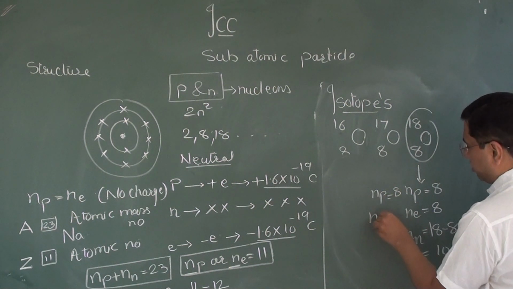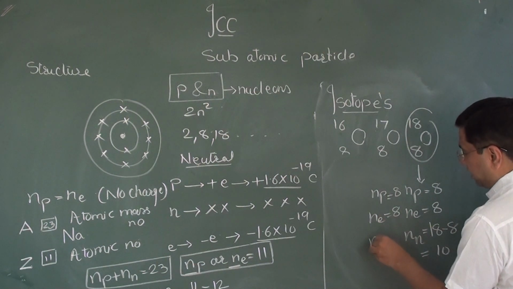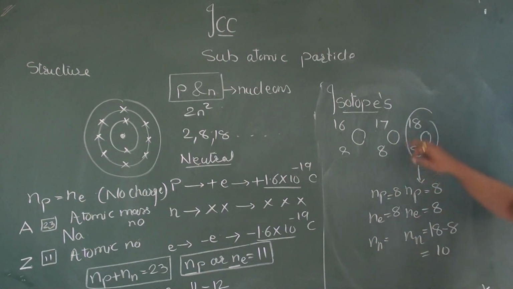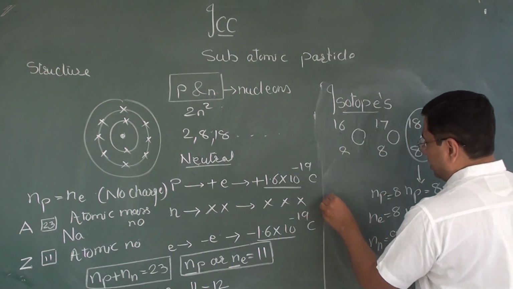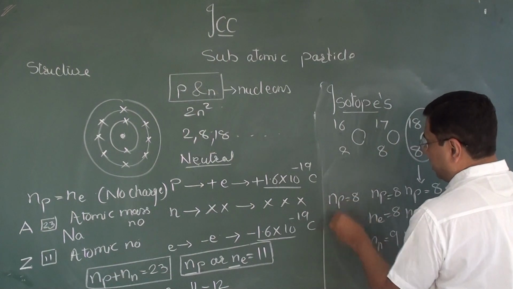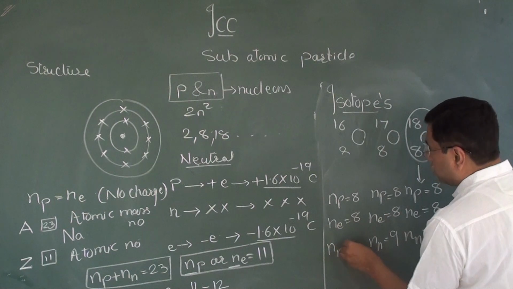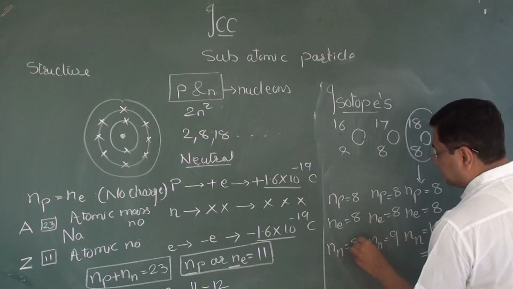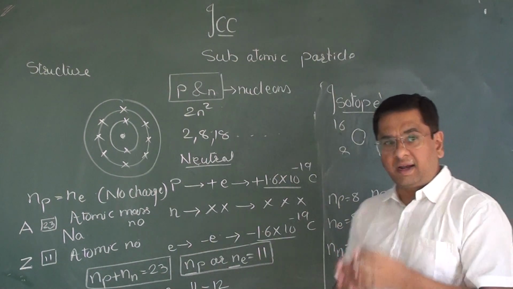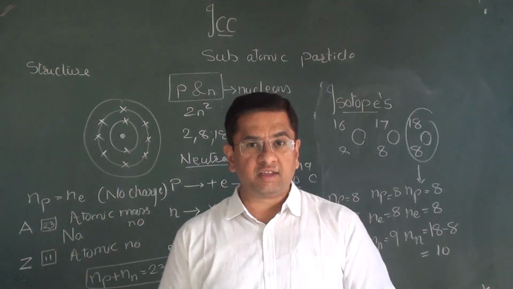Obviously, the number of electrons is going to be 8, and the number of neutrons in this case will be how much? It is 17 minus 8, and that is going to be 9. In this case, the number of protons is 8, the number of electrons is 8, and the number of neutrons will be 16 minus 8, that is 8.